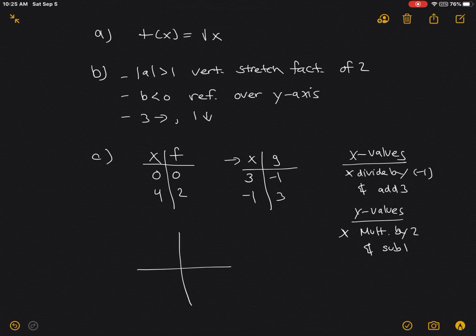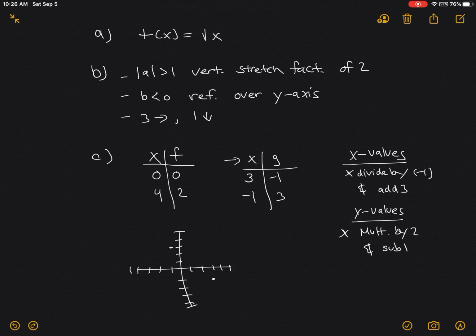Okay, so this is what your graph of g is going to look like. 3 comma negative 1 is my starting point. And then negative 1 comma 3 is where it's going to go to. Okay, so roughly, your graph's going to look something like this. Okay, so let's use this as a teaching moment.